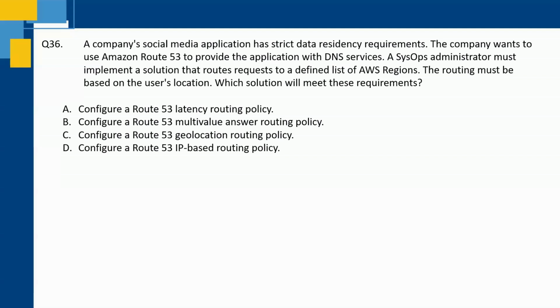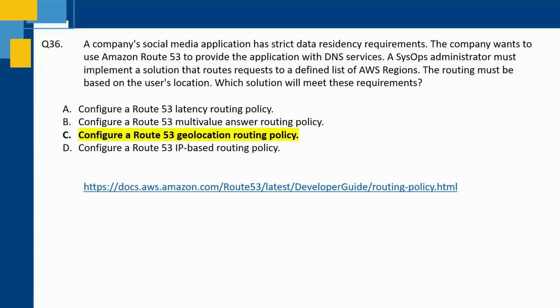Now folks, you need to redirect users from specific countries or regions to AWS regions that comply with local data storage and handling laws. So you should make use of the Route 53 geolocation routing policy. Latency routing policy routes traffic based on lowest network latency, that means fastest response. Multivalue answer routing policy returns multiple IP addresses in response to DNS queries to improve availability. And IP-based routing policy is used when you want to route traffic based on the location of your users and have the IP addresses that the traffic originates from.